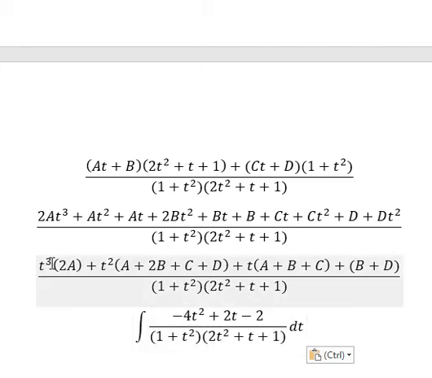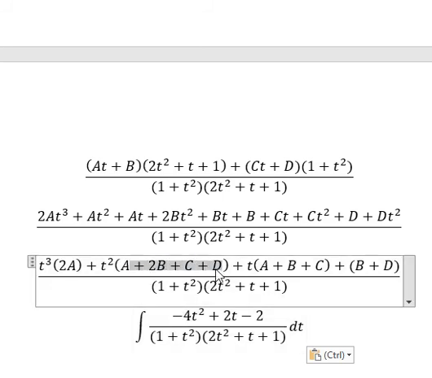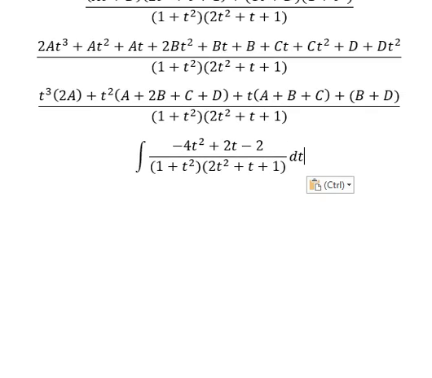So we have t to the power of 3, but this one we don't have t to the power of 3. That means 2a equals 0. Next one, this one we have t squared, and t squared you get negative number 4. That means this one in here equals negative number 4. This one a plus b plus c, we have number 2. b plus d, we have negative number 2. And now we create the system of equations.